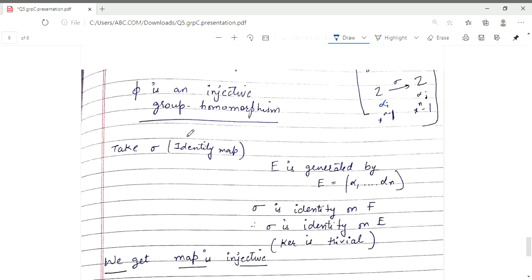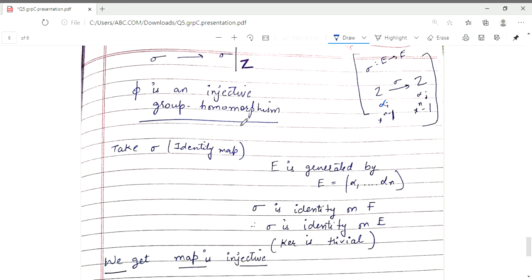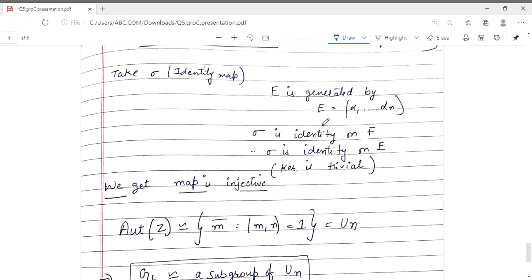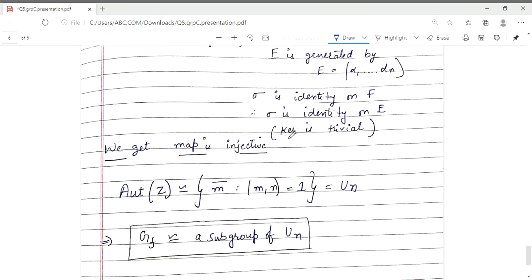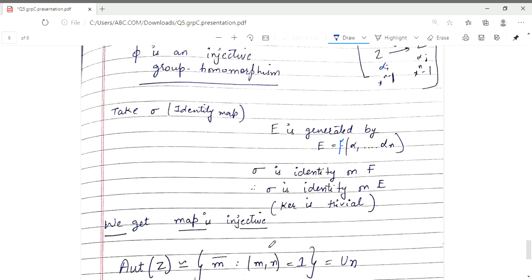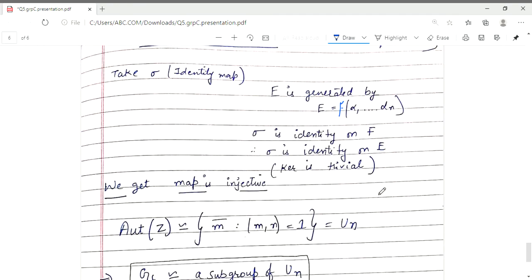Now we say that phi is an injective group homomorphism. Why so? We will see. Take sigma an identity map on Z. E is generated by alpha 1 to alpha n over F, and sigma is an identity on F. So therefore sigma would be an identity on E too. Sigma we have taken as an identity map on Z. So we see that the kernel is trivial, and therefore we get that the map is injective.